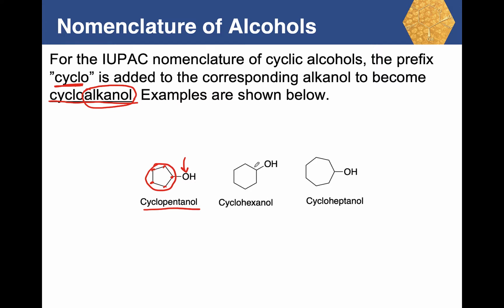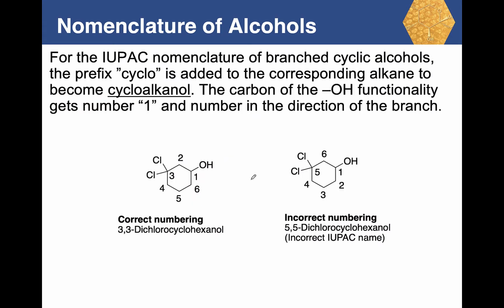Here's another one. 1, 2, 3, 4, 5, and 6, so it becomes hexanol, and since it's a ring, it becomes cyclohexanol, and of course it's not surprising that this is cycloheptanol because of 7 carbons in the ring.